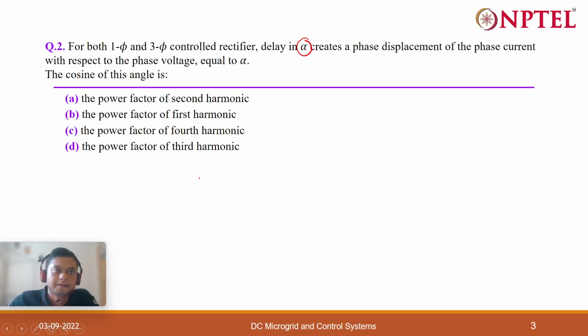Okay. So here alpha denotes the firing angle. So does anyone know the answer for this question? You can type your answer in the chat box.